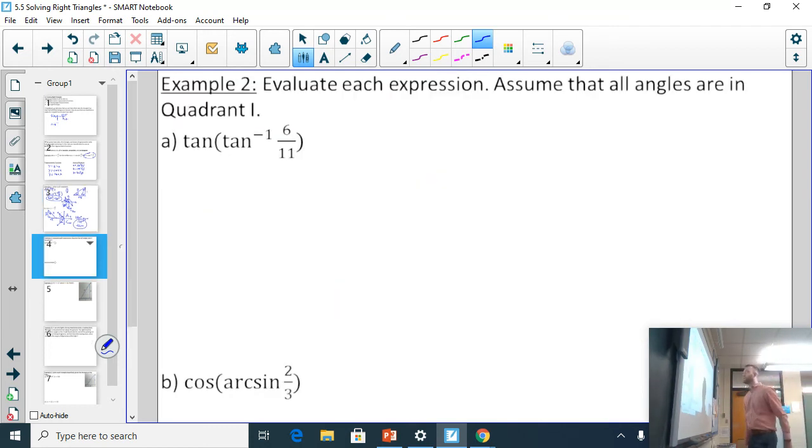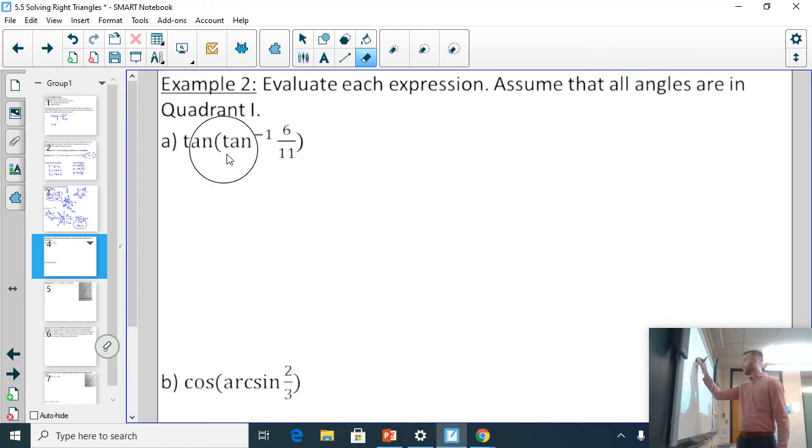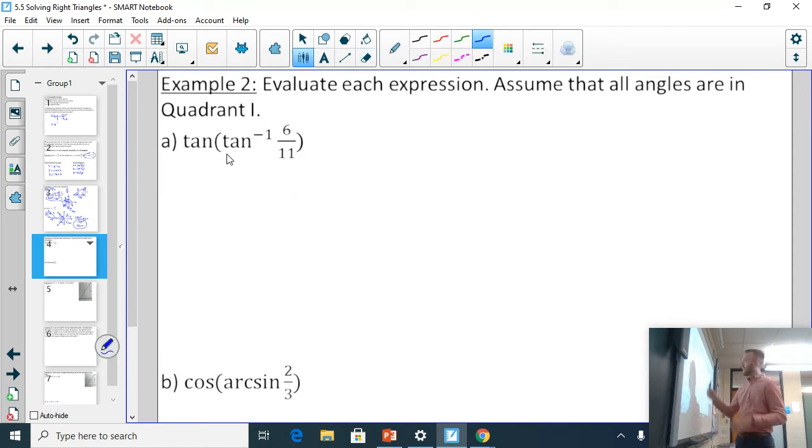And now for this example 2, evaluate each expression. Assume that all angles are in quadrant 1, so that's nice. For this one, I want to do the inside first. I'm saying whose angle has the trig ratio 6 over 11? Well, I don't know, but if we look on the outside, we're saying what's the ratio of someone whose angle is 6 over 11? Well, doesn't that tell us? That should just be 6 over 11.